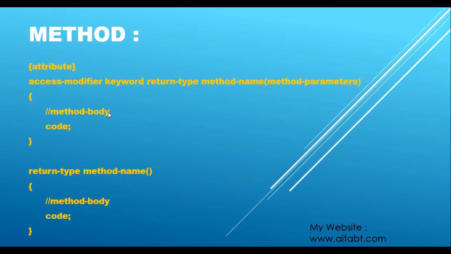As I have told you, these are optional things, that is access modifier and keyword, so depending on the condition and requirements we use them. Otherwise our method can only have a return type, a method name, and a simple body. So let's look at them in action.